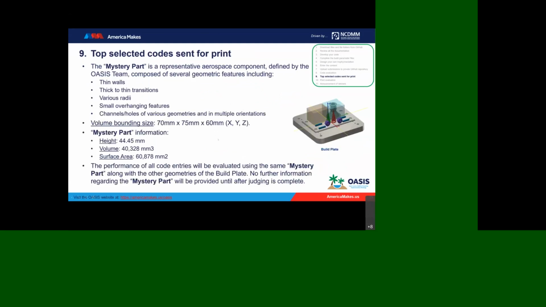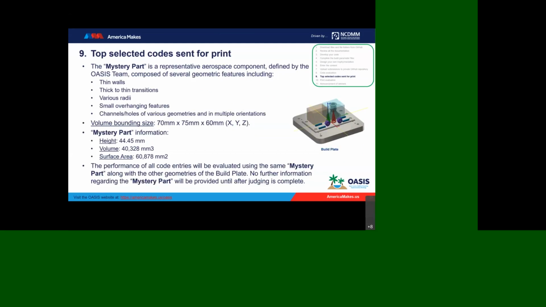The mystery part is a representative aerospace component defined by the OASIS team, composed of several geometric features, including thin walls, thick and thin transitions, various radii, small overhanging features, and channel holes of various geometries and multiple orientations. The bounding volume size is 70 by 75 by 60 millimeters. The mystery part's height is a little over 44 millimeters.